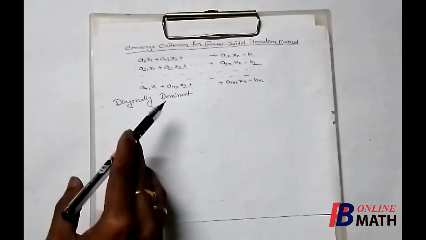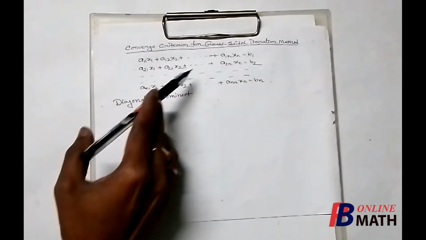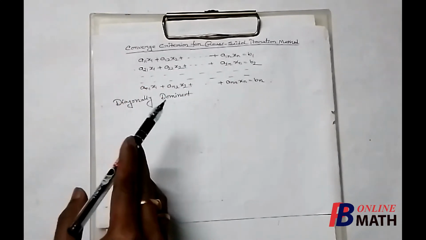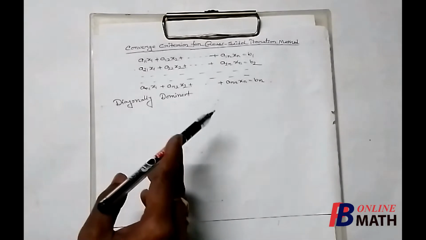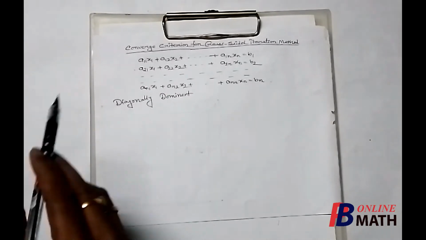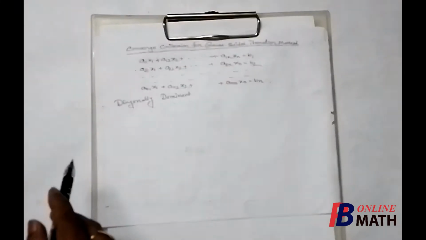So a system of n equations comprising of n variables x1, x2, up to xn, these are convergent by Gauss-Seidel iteration method if these equations are diagonally dominant. So what does it mean by diagonally dominant?